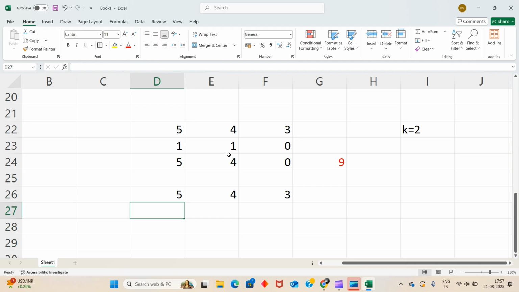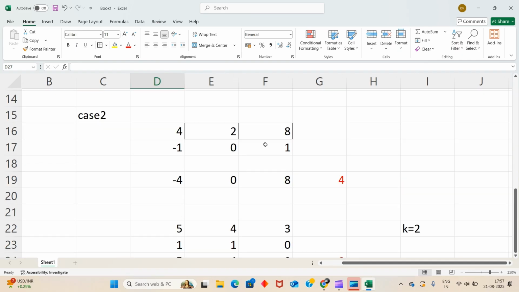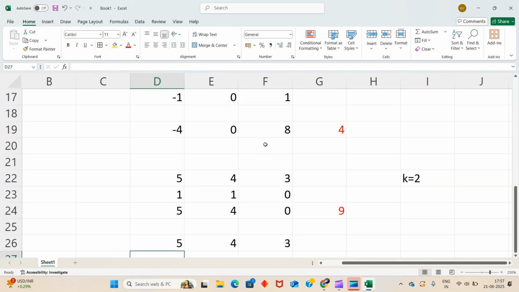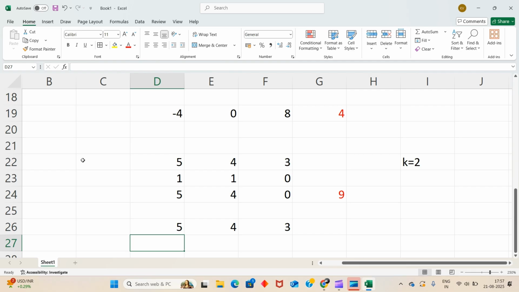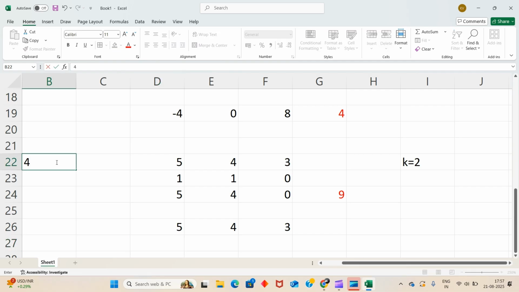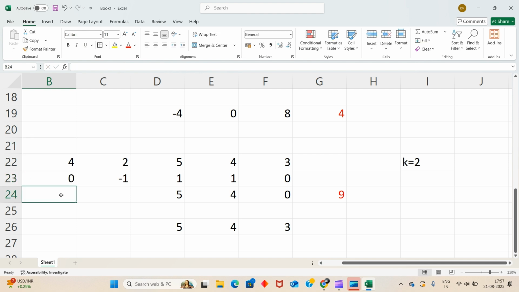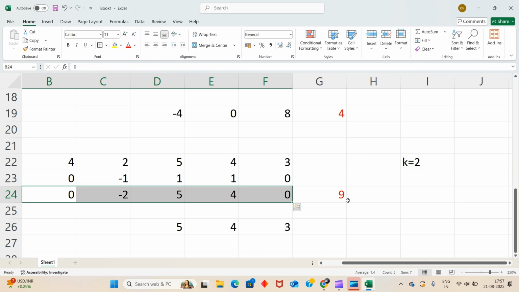Let me take one more example where our k is 2, but the values are more. Okay, the length of the array is more, because in 3, 3, here we already saw 3. Let's just take some dummy values. I'll take 4, I'll take 2. Here I'll take minus 1, and here I'll take 0. Okay, so this is 0. I'm just taking random values. Okay, so what will be the total? 9 minus 2 is 7.